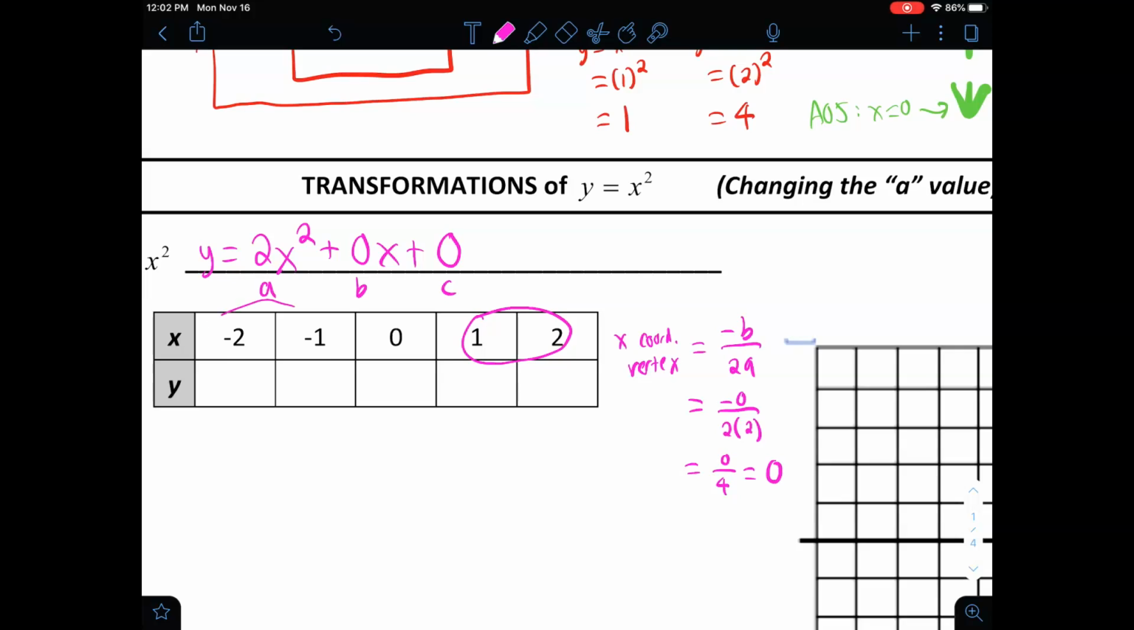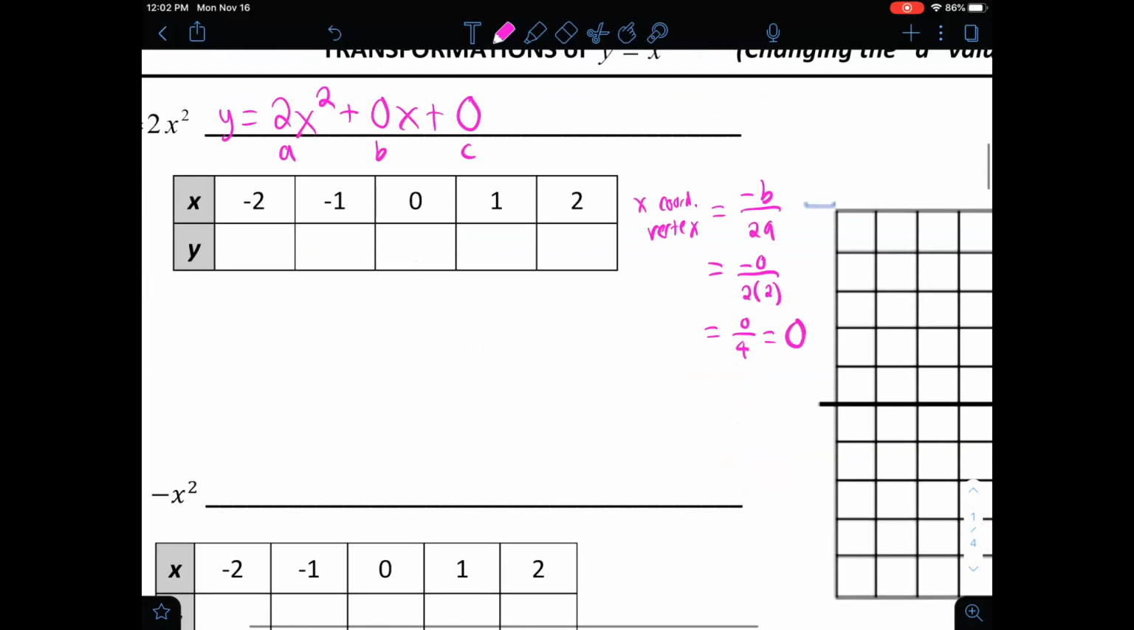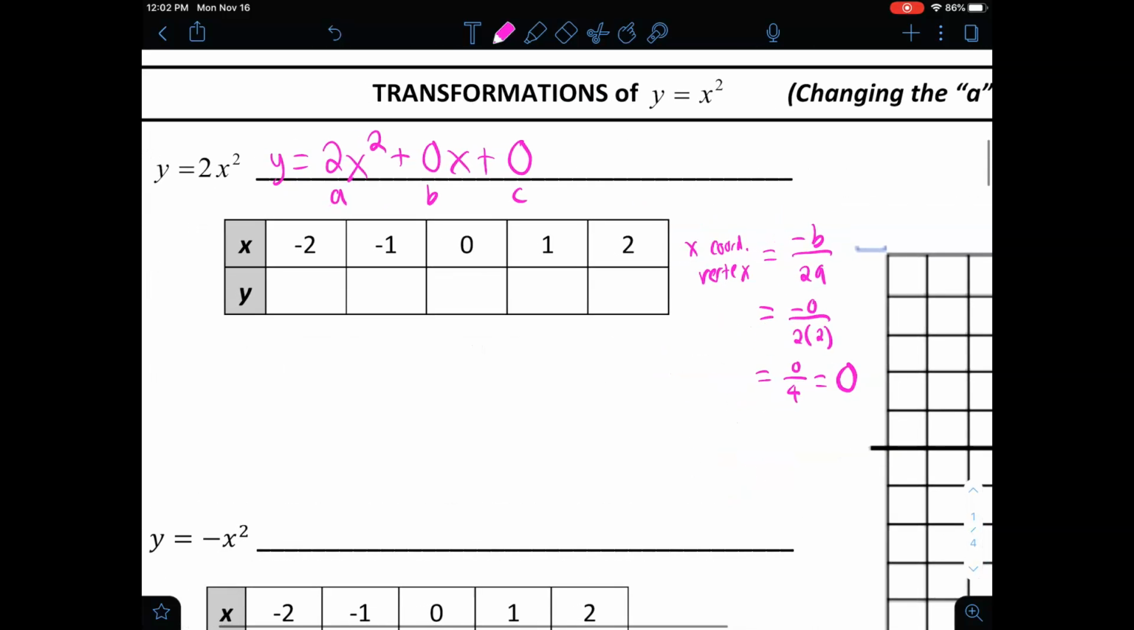To the left of 0 are negative 1 and negative 2. Okay, so we got 0 as our x-coordinate of our vertex. How do we find the y-coordinate of the vertex? Well, we need to plug in 0 into the original equation.